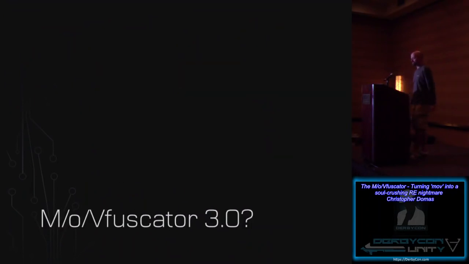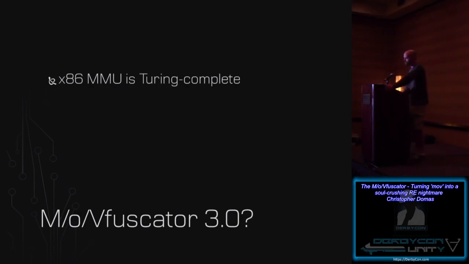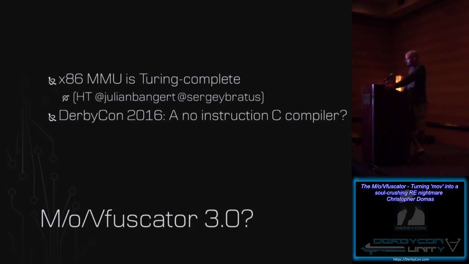So I was still having fun with this, wasn't ready to call it quits, trying to think of ideas for MOVfuscator 3.0. And a friend of mine pointed me to this paper showing that the x86 memory management unit is Turing Complete. What that means is that you don't need any instructions in x86 for Turing Completeness. The page faults and exception handling mechanisms in x86 are Turing Complete by themselves. So that research is courtesy of two guys, Julian Bangert and Sergey Bratus. Pretty sharp guys, but I think my goal for next year would be to have a C compiler that outputs no instructions.